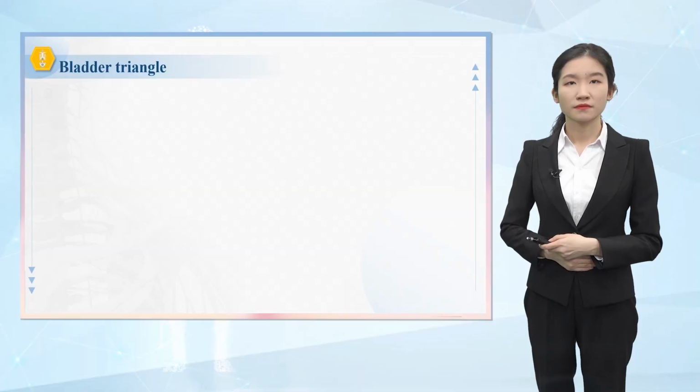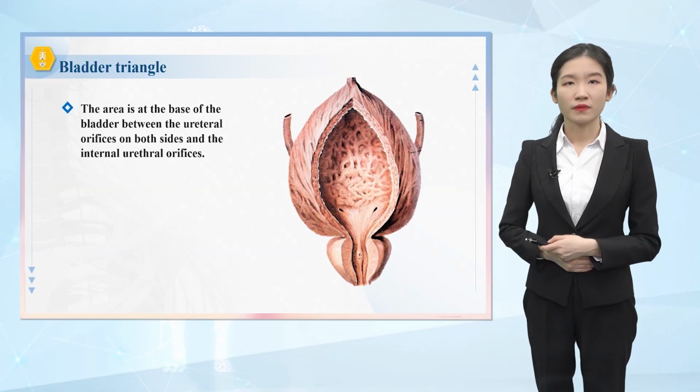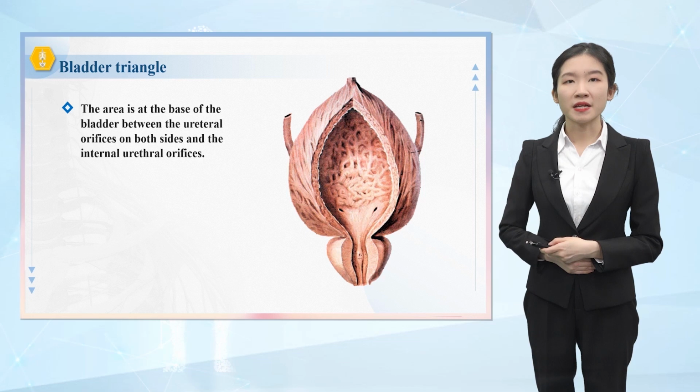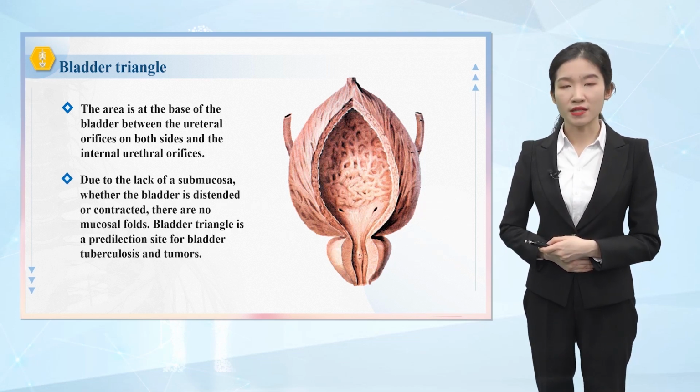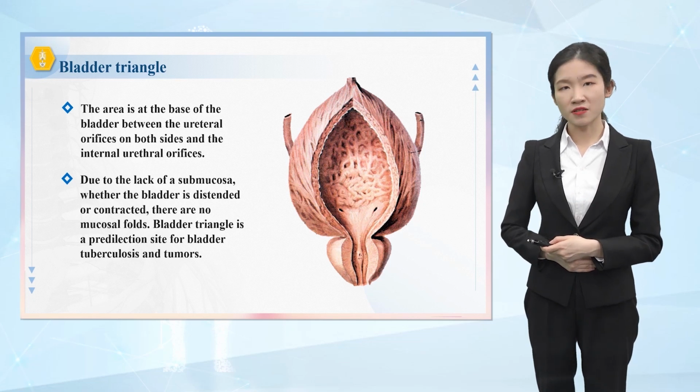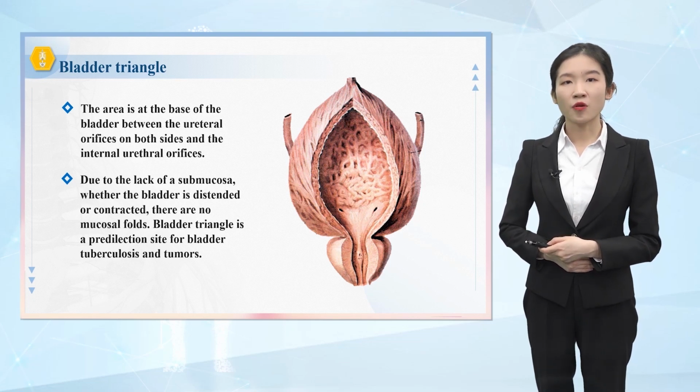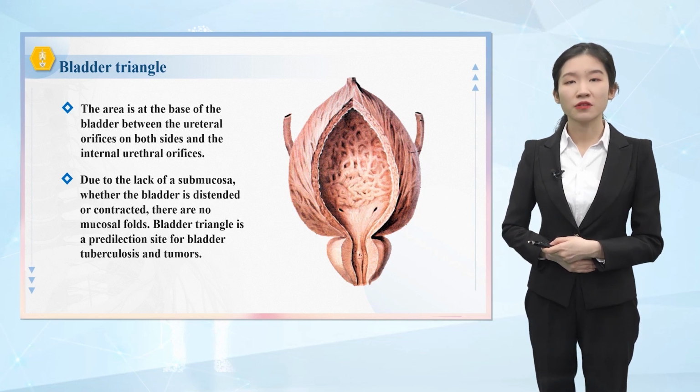Bladder triangle. The area is at the base of the bladder between the ureteral orifices on both sides and the internal urethral orifice. Due to the lack of a submucosa, whether the bladder is distended or contracted, there are no mucosal folds. Bladder triangle is a predilection site for bladder tuberculosis and tumors.